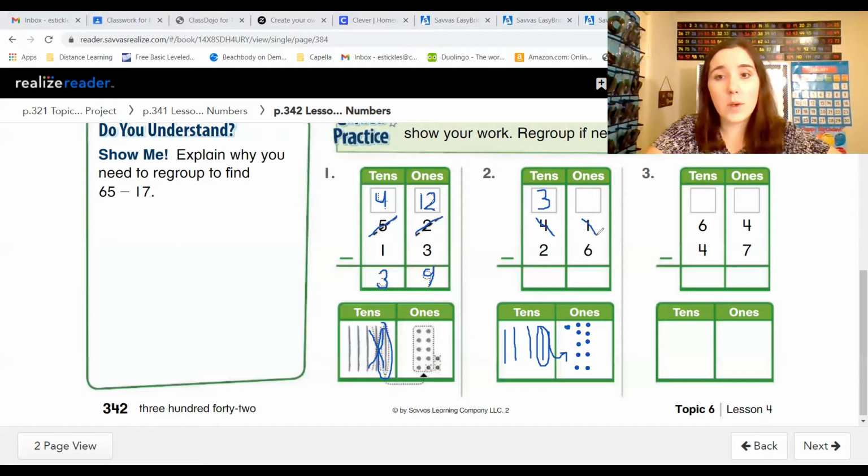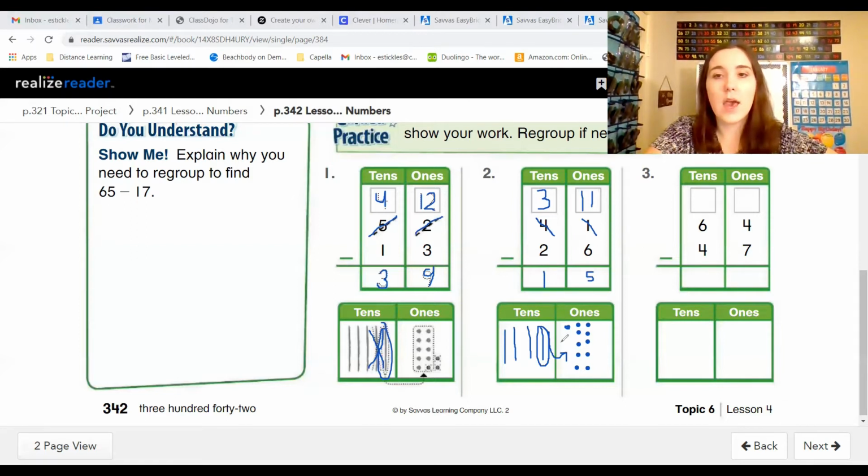And we don't have 1 one anymore. Now we have 11 ones because we had 1 and we added 10 more. So we have 11 now. Now we can do our subtraction. 11 ones minus 6 ones is 5. And 3 tens minus 2 tens is just 1 ten.